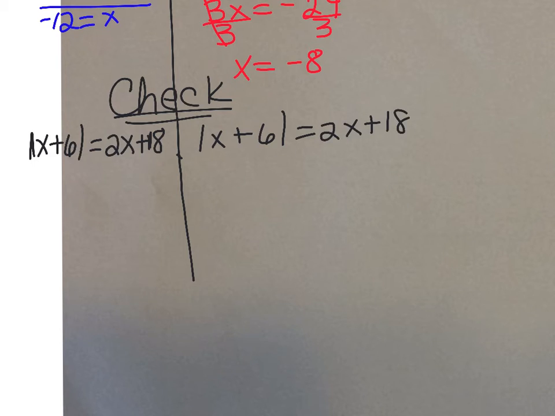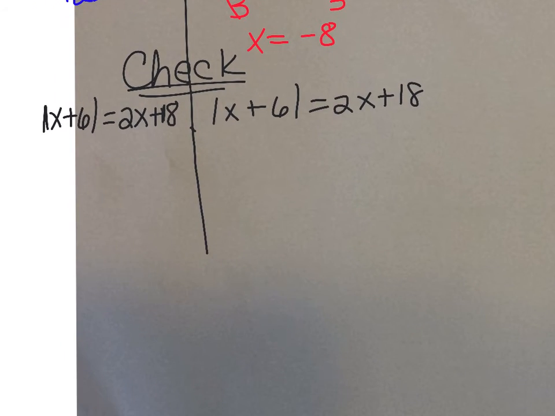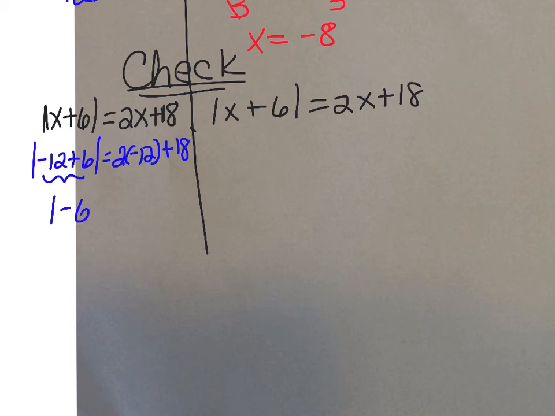All right, so let's start in the blue when x is equal to negative 12. So absolute value of negative 12 plus 6 equals 2 times negative 12 plus 18. Do what's inside the absolute value. Negative 12 plus 6 is negative 6, still inside the absolute value, equals negative 24 plus 18. The absolute value of negative 6 is positive 6. Negative 24 plus 18 is negative 6.